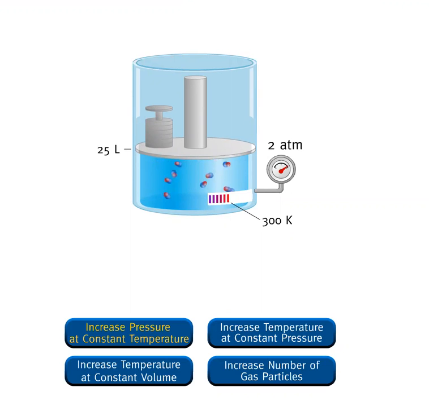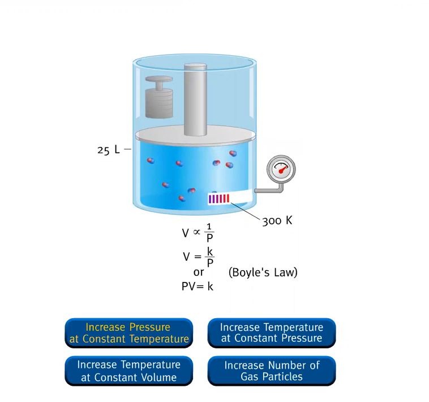You should see that the volume is inversely proportional to the pressure. V is proportional to 1 over P. Adding a proportionality constant, K, we can write volume equals K divided by pressure, or pressure times volume equals K. This relation is known as Boyle's Law, which states that the volume of a fixed amount of gas is inversely proportional to the gas pressure at constant temperature.